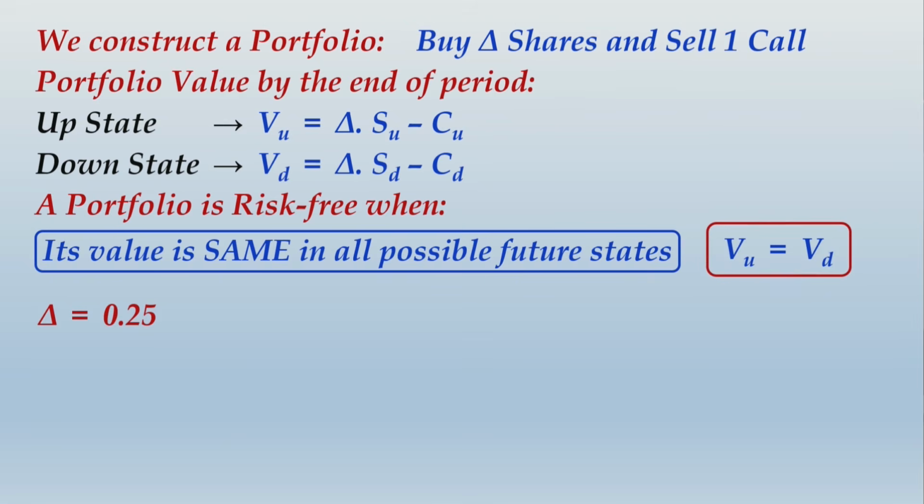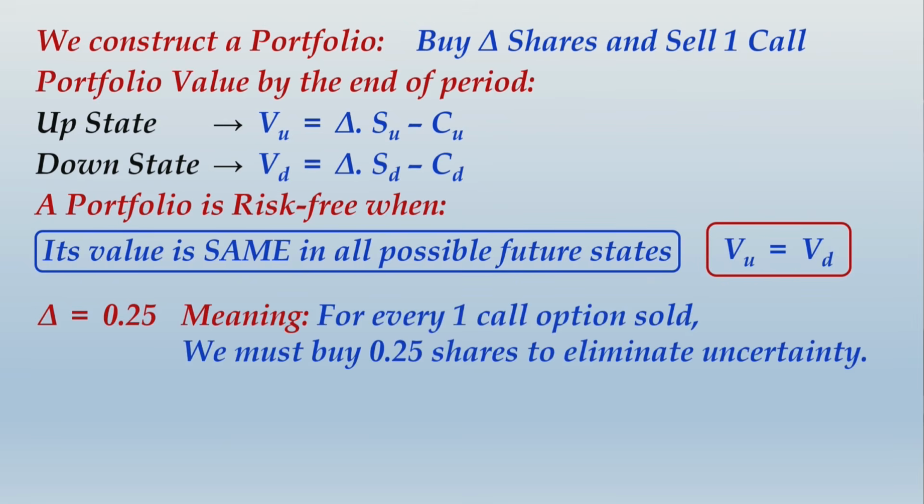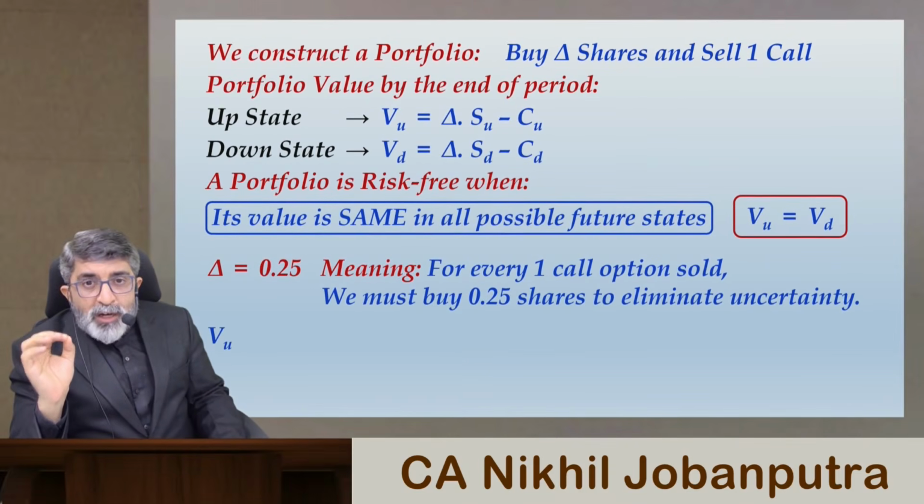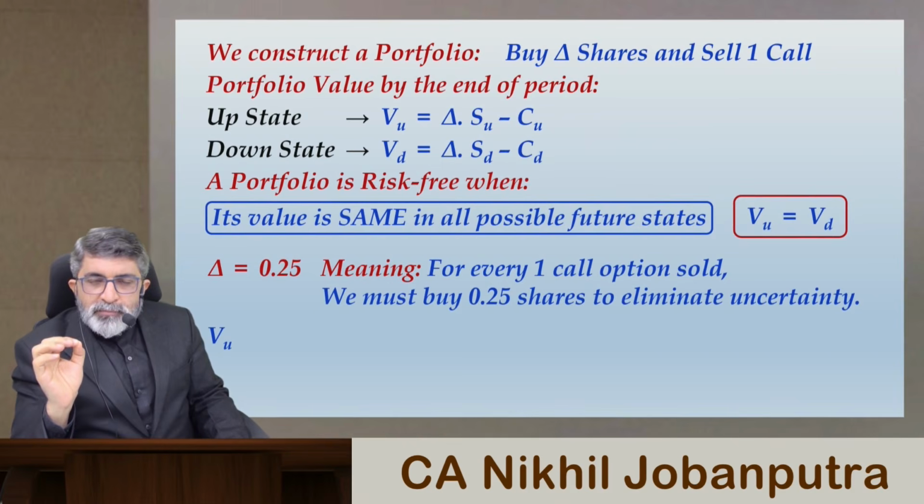Now in our example, delta is 0.25, and what is the meaning of that? For every one call sold, we must buy 0.25 shares to eliminate uncertainty. So what will be the value of the portfolio if the price goes up? Now here you have to simply use your understanding, and you have to be very, very careful. Let me explain this part to you with utmost prominence.